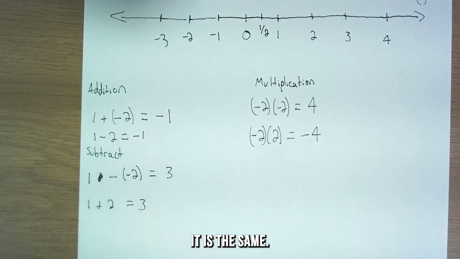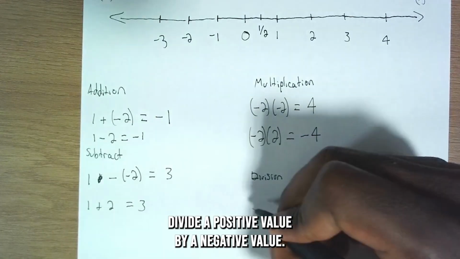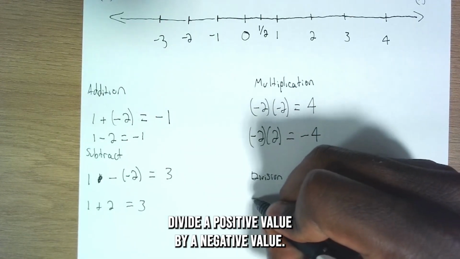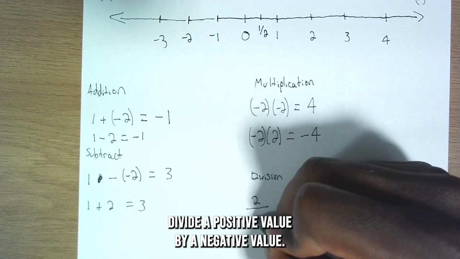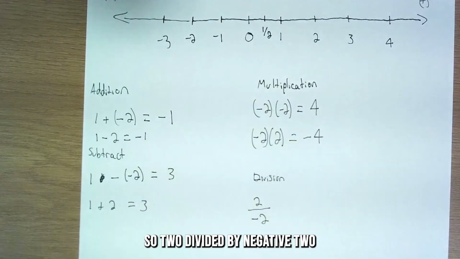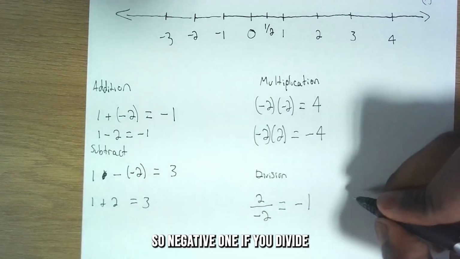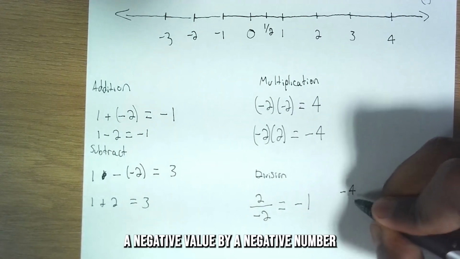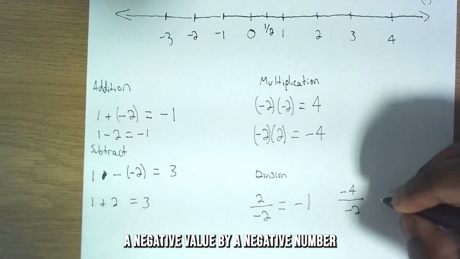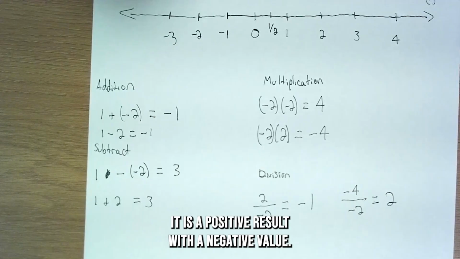For division, it is the same. Divide a positive value by a negative value. So 2 divided by -2, it will be a negative number, so -1. If you divide a negative value by a negative number, it is a positive result.